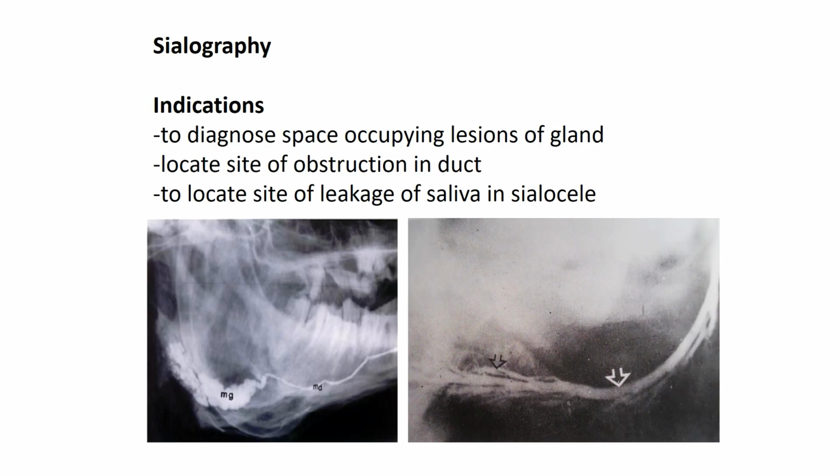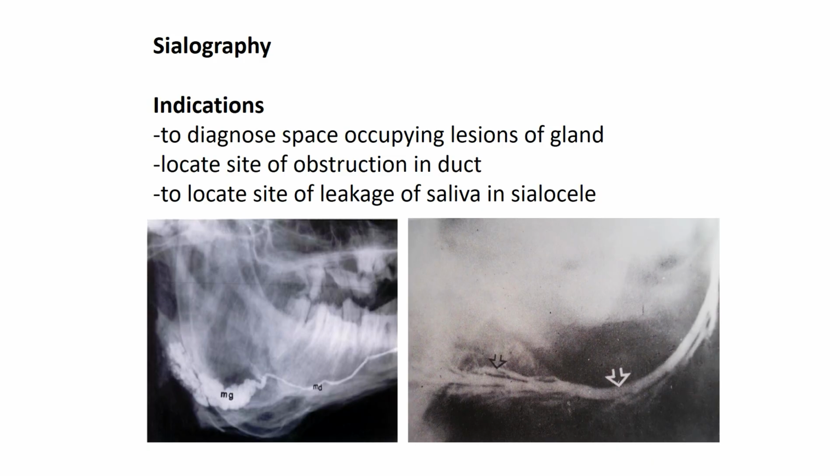Another contrast radiography is xylography. Xylography means the contrast radiography of a salivary gland and the duct system. So, this xylography is performed to diagnose any space occupying lesion of the gland or any obstruction in a duct like Stensen's duct. If rupture of the duct is there, then you have to locate the site of leakage of the saliva in a xylocele.